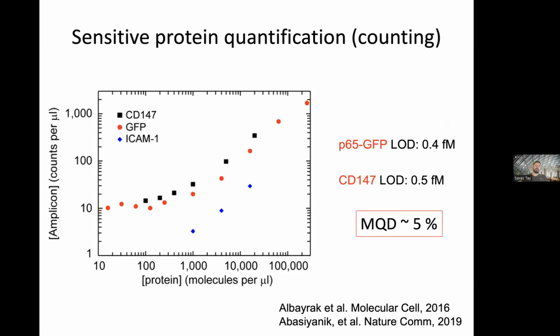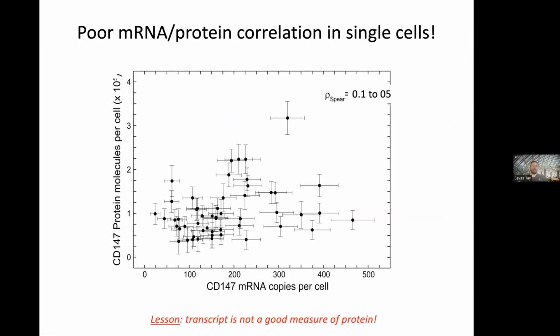Now, what we did with this technique, we first showed that we have extreme sensitivity. We can measure very small amounts of mRNA and proteins, all the way down to femtomolar. And then we looked into the correlation between mRNA and proteins in the same cell. As you well know, mRNA is necessary to create a protein, but its existence does not necessarily mean that there's a protein in the cell, and vice versa.